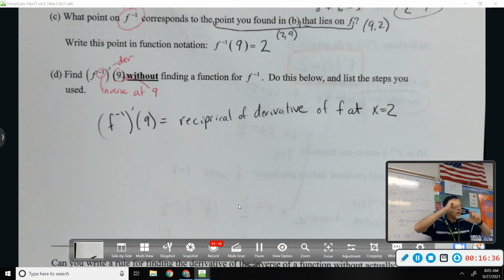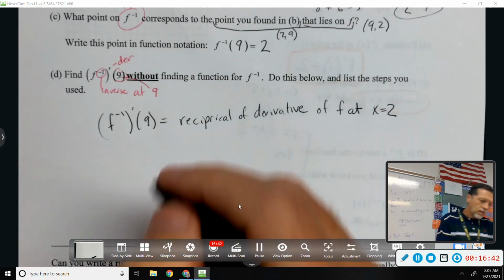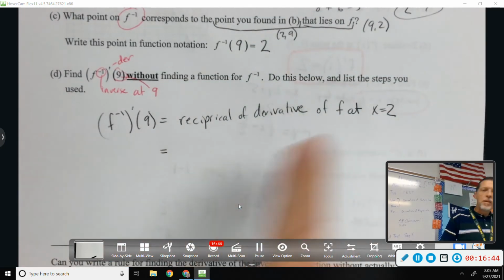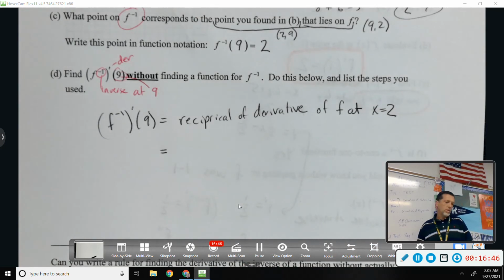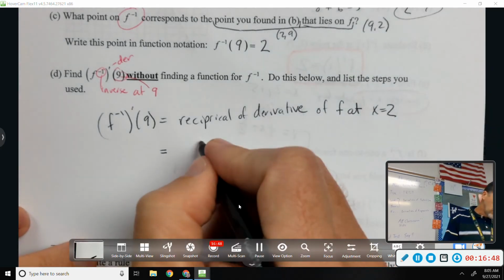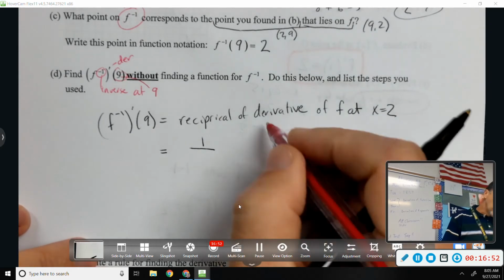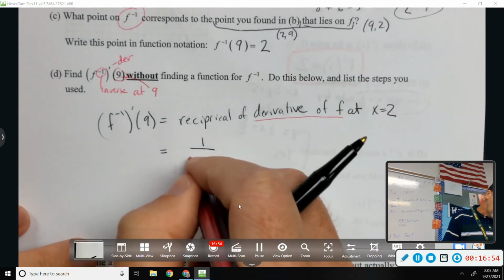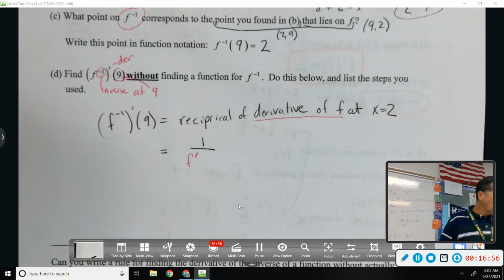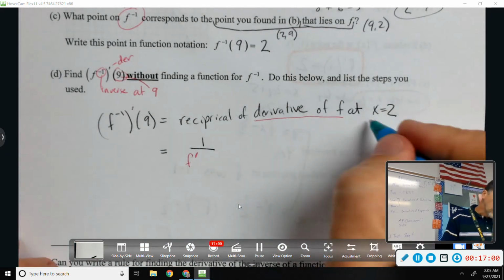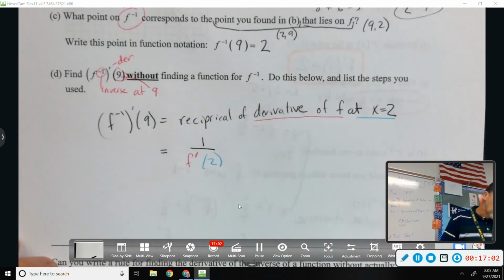It's the XY switching thing. So if I switch the points, the XY switch, but dy dx also switches. So let's see if we can write this in mathy words instead of English words. Reciprocal, so 1 over the derivative of F, so F prime, at 2.